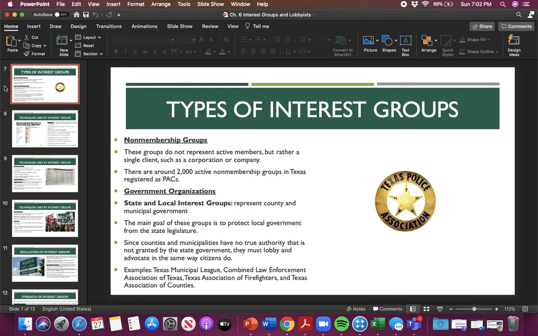Non-membership groups. These are probably the most well known of these are political action committees. Political action committees are the ones that have so much influence in our election system. They essentially are formed around a particular candidate or a particular party or a particular issue that's big in an election to raise money to give to candidates that support that particular point of view.